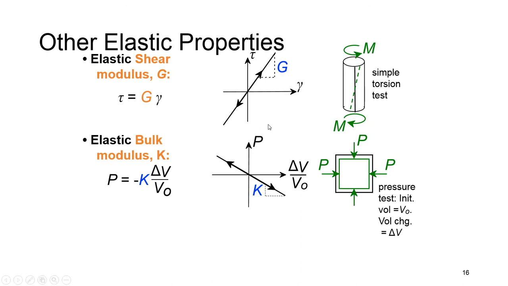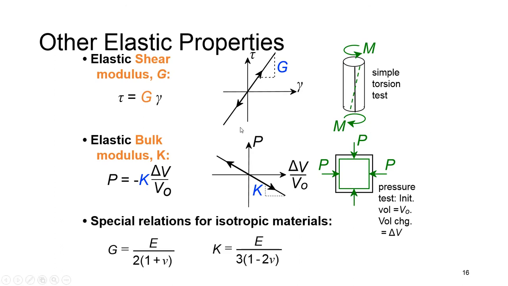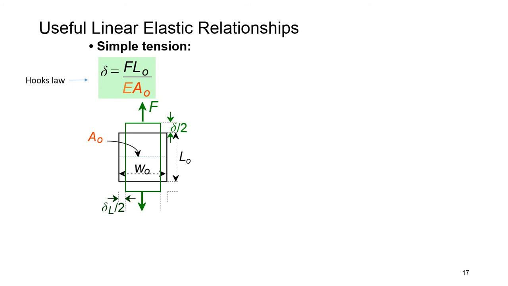Bulk modulus can be determined by a pressure test shown here. How to relate Young's modulus to shear modulus and Young's modulus to bulk modulus, and calculate them by knowing the value of E and Poisson ratio, are shown in these two relations. The other useful elastic relation is when a material is under simple tension test due to force F, we have displacement of delta. We can relate the value of delta to the load, initial value of length, and cross-sectional area using this relation. It's actually resulted from Hooke's law.